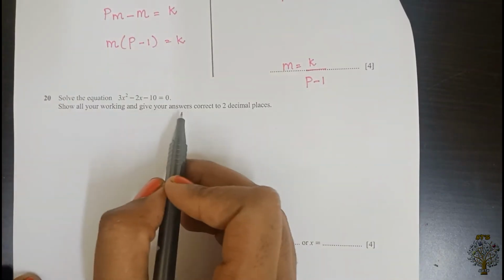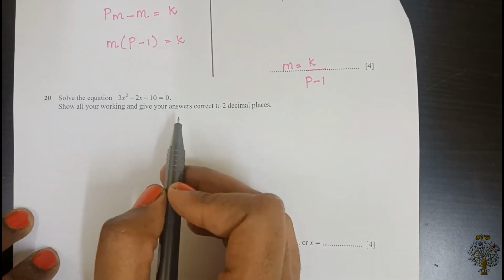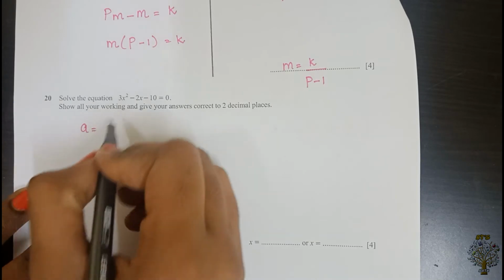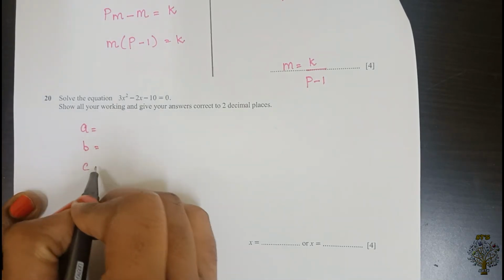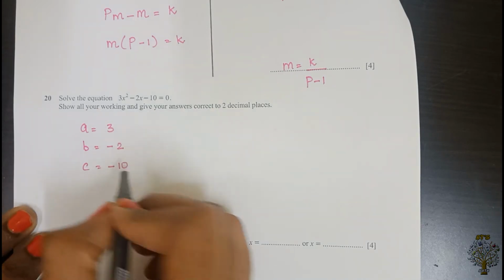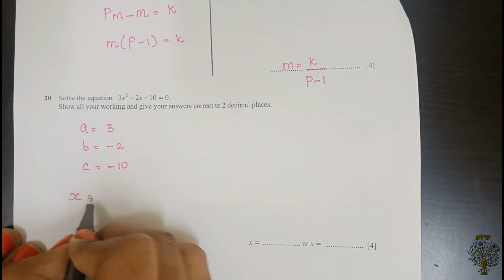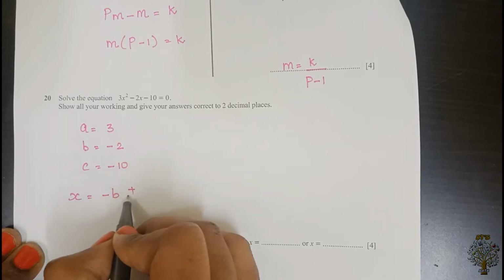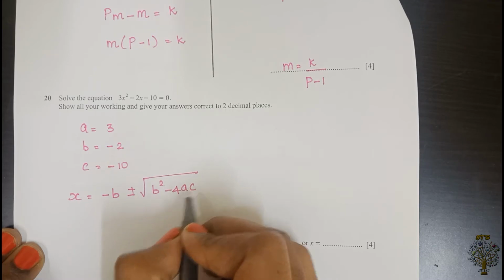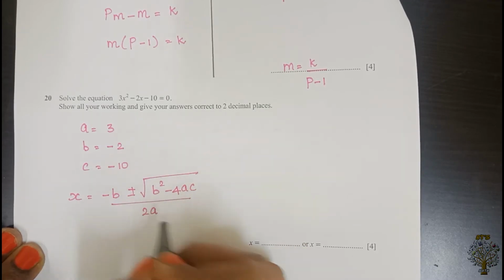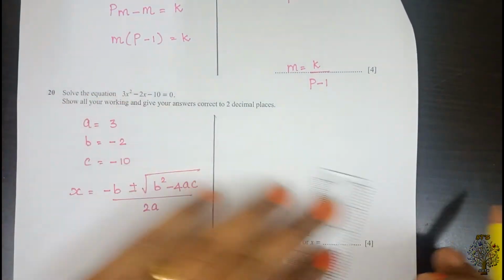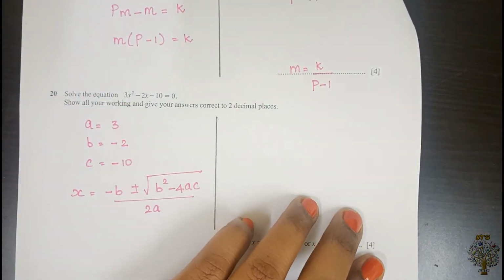Now solve the equation, show all your working and give your answer correct to 2 decimal places. I'm going to solve this. Let me find A, B, C. A is 3, B is negative 2 and C is 10. We know the formula. X is equal to negative B plus or minus square root of B squared minus 4AC, divided by 2A. We are going to substitute these values and check the value of X.